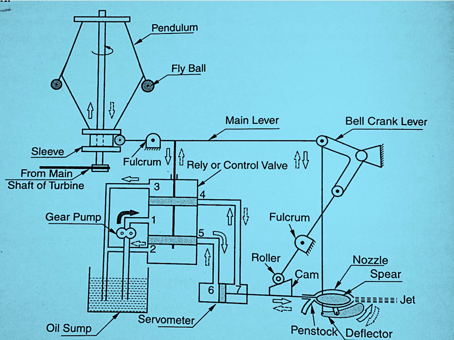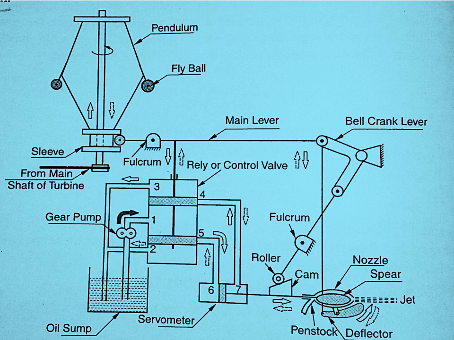this is where the governor functions, and it maintains a uniform speed of the turbine or generator. The operation of regulating the speed of the turbine is called the governing mechanism or governing of the turbine.